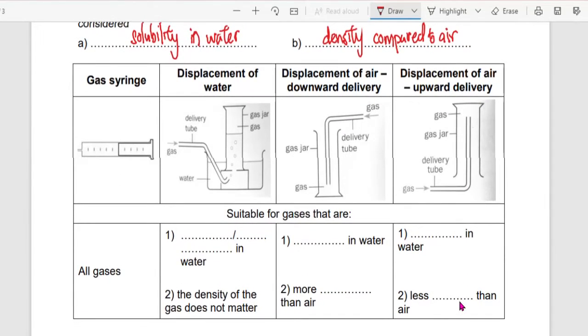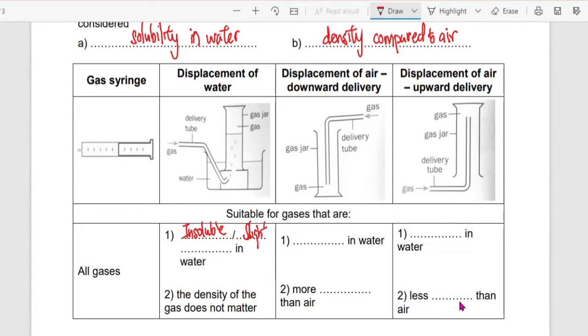So displacement of water, typically we will look at gases. So gas syringe, all gases can use gas syringe to collect. But for displacement of water, you can only use gases that are insoluble in water or slightly soluble. If the gas is insoluble or only slightly soluble in water, you can use displacement of water. Do take note, the density of the gas doesn't matter.